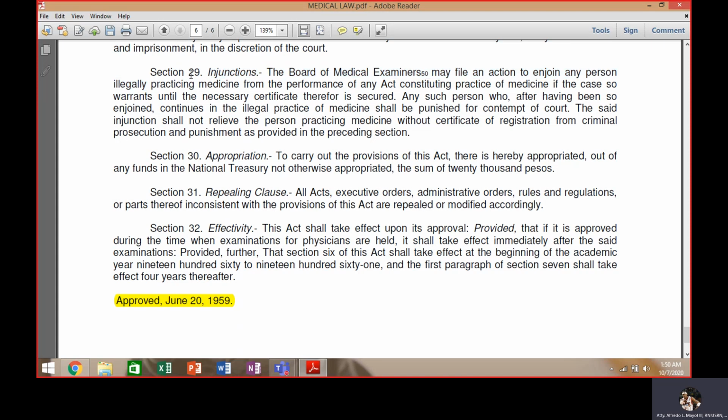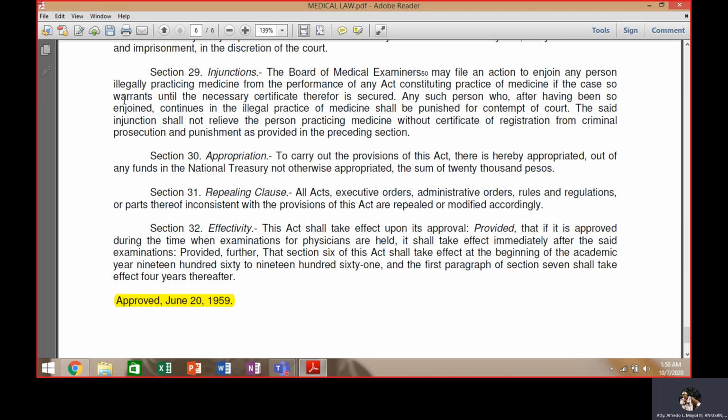Next is injunction, section 29. The Board of Medical Examiners may file an action to enjoin any person illegally practicing medicine from the performance of any act constituting practice of medicine, if the case so warrants, until the necessary certificate therefore is secured. Any person who, after having been so enjoined, continues in the illegal practice of medicine shall be punished for contempt of court. The said injunction shall not relieve the person practicing medicine without certificate of registration from criminal prosecution and punishment as provided in the preceding section.